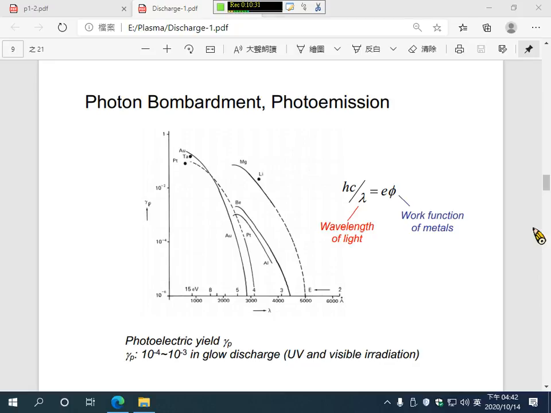If the energy of the light is too small, you cannot get photon emission from the gold surface. If you use light with an energy of around 4 electron volts, you cannot get photon emission from gold, but you can get photon emission from aluminum, because aluminum has a lower work function compared to gold.